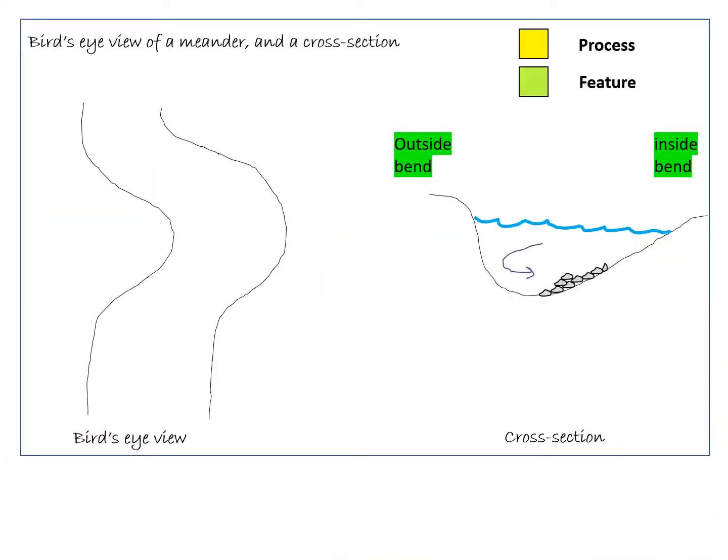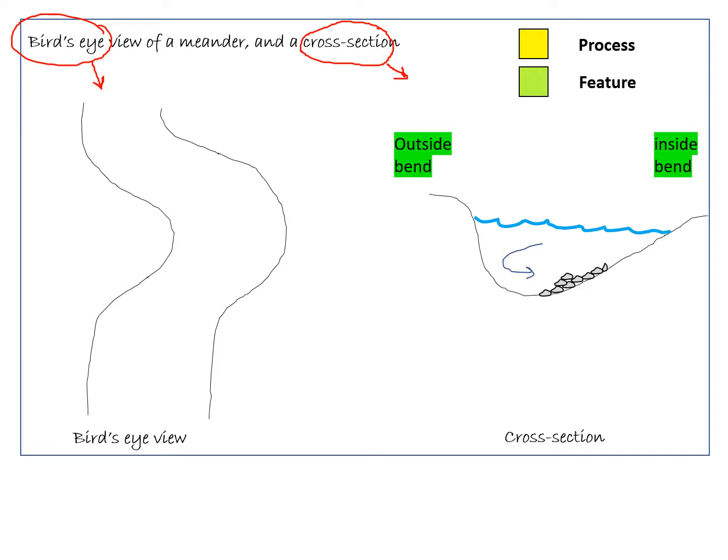Please pause the video and get your page to look something like this. We've got two diagrams here. We've got a bird's eye view. I want you to imagine you're in a helicopter looking down at the river bend, the meander in the river. And then we've got a cross section. Now here, I want you to imagine that you're standing in the river and the water is flowing towards you and you're looking at the river coming towards you. Please get your page to look like that.